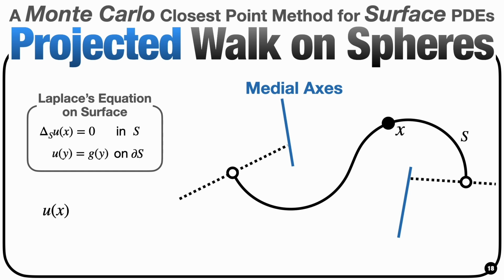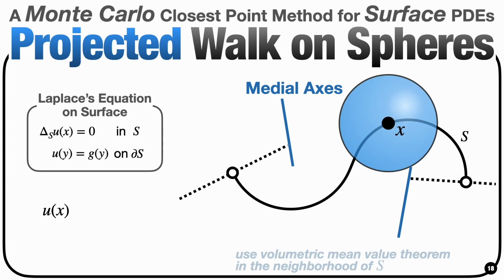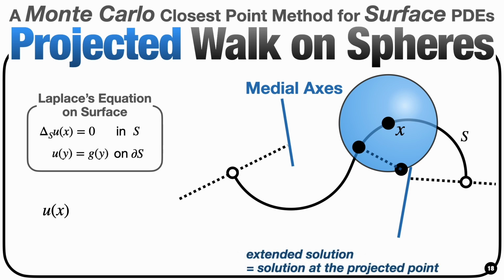To estimate the solution at point x, we draw the largest sphere centered at point x that does not intersect with the medial axes. In the neighborhood of the surface, we can use a volumetric relationship for the Laplace equation, so with the volumetric mean value theorem, we uniformly sample a point on this sphere as an estimate. The extended solution at this point must be equal to the solution on the surface at the projected point, and we enforce this closest point extension requirement by projecting the walk to the surface.